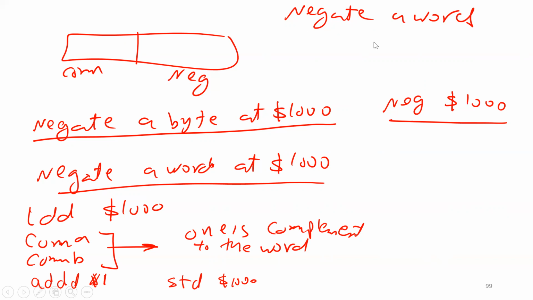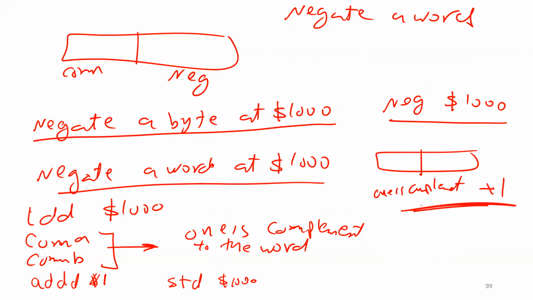If you have a word and I want to negate it, okay? What does negate mean? It means I have to calculate the 1's complement first, and then I have to add 1. Is that right? That's how it is. Okay. So how can I do it? Can I do negate and negate? Does that work this way?